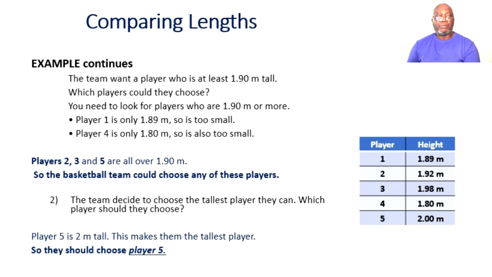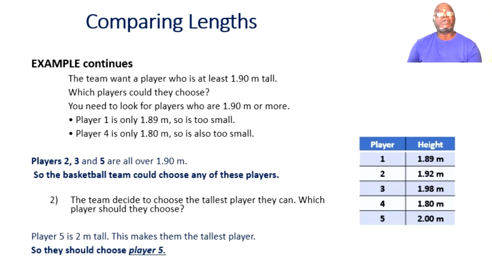The team wants a player who is at least 1.9 meters tall. Which player could they choose? They could only choose one. Player 1 is only 1.89 meters, so it's too small. Player 4 is only 1.8 meters, again too small. Players 2, 3 and 5 are all over, so a decision has to be made.